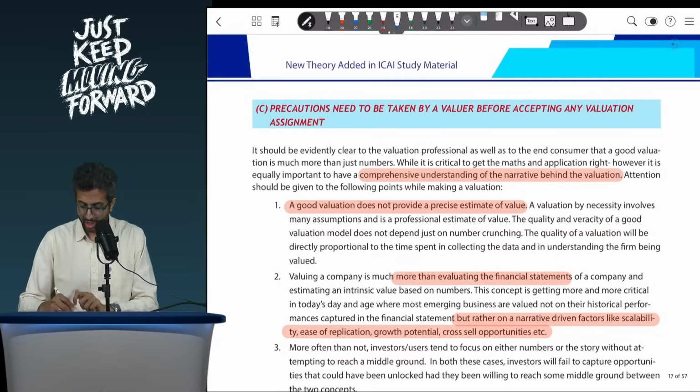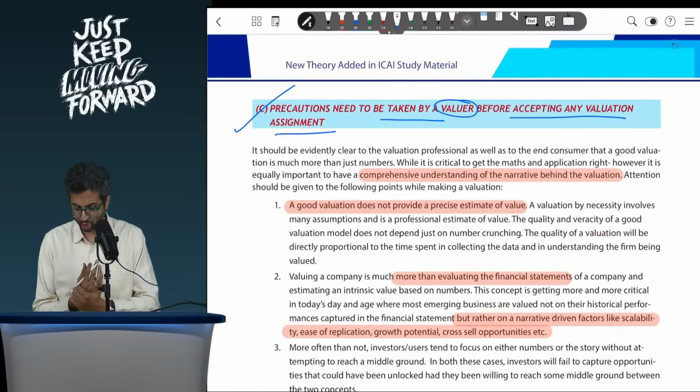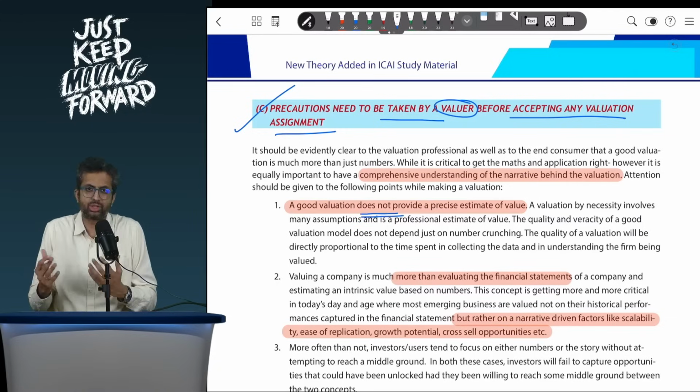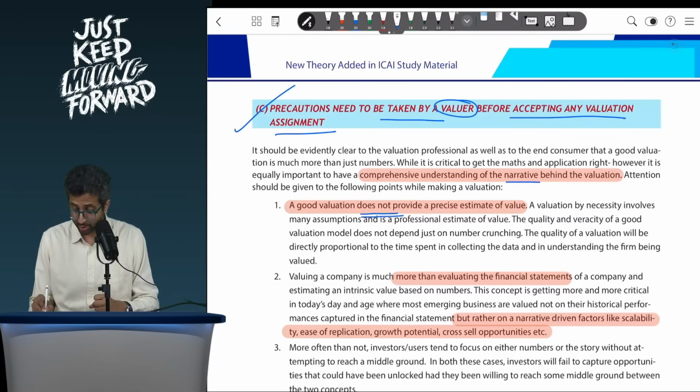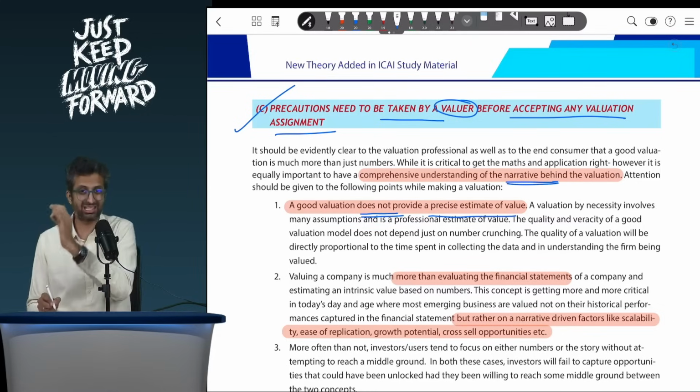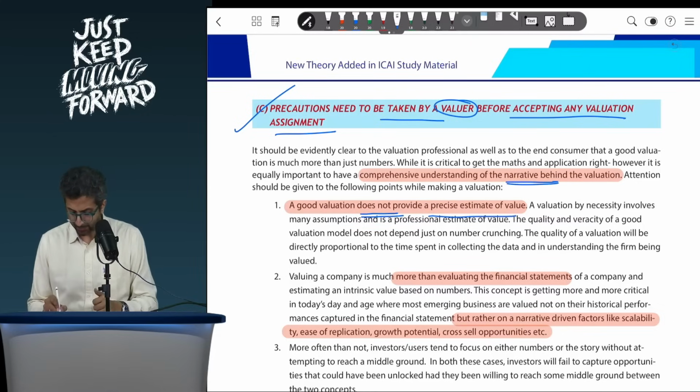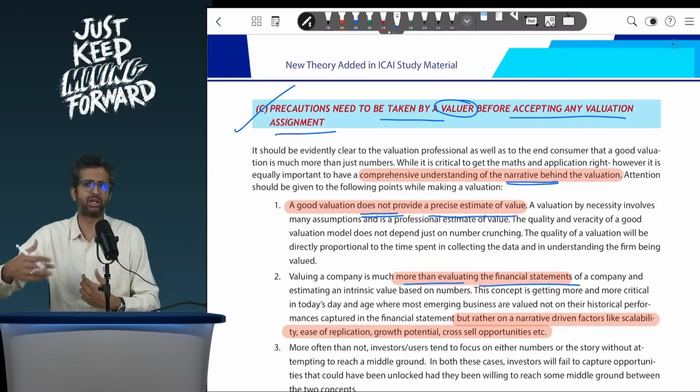And then you have precautions needed to be taken by a valuer before accepting any valuation assignment. So the precautions that you should be taking over here is: a good valuation is not just number crunching. You have to understand also the narrative. It does not necessarily need to be a precise estimate of value. Valuing a company is much more than just evaluating financial statements. You should also look at the underlying story, etc.